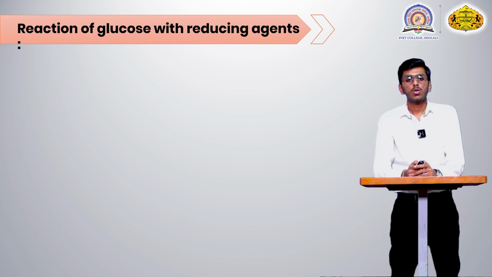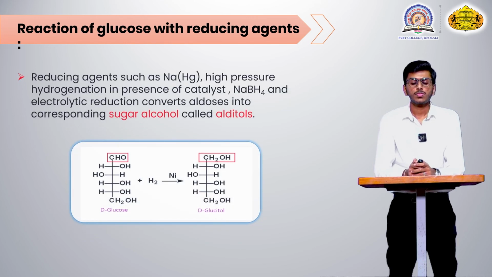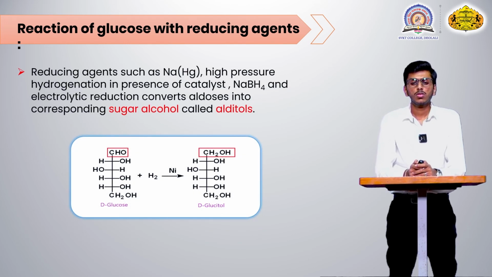Reaction of glucose with reducing agent. Reduction is a process of gain of electrons, and the oxidation numbers decrease in the process of reduction. The reagent which carries out the reduction is known as a reducing agent. The reducing agent itself gets oxidized during the process.